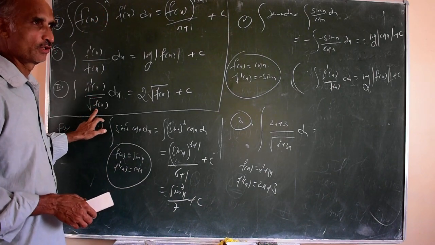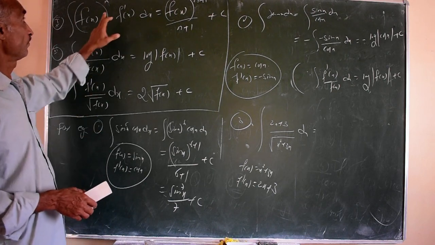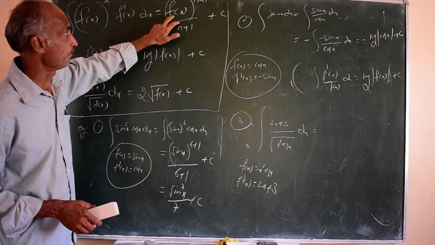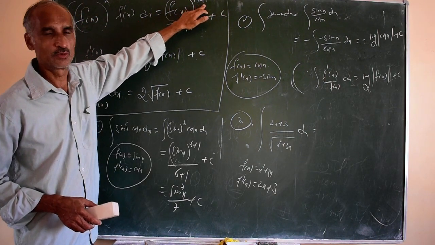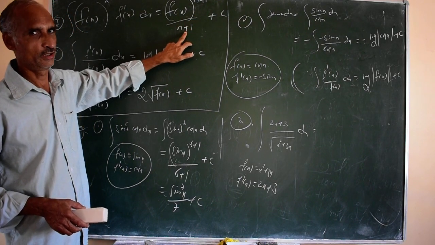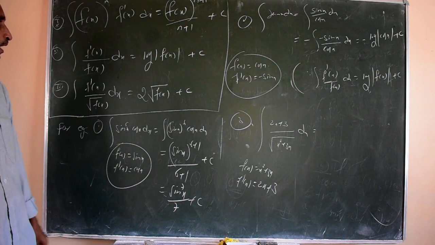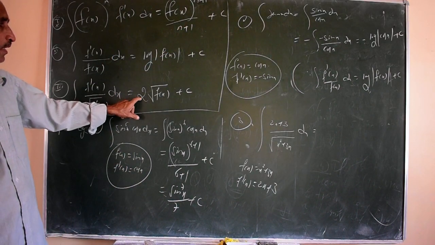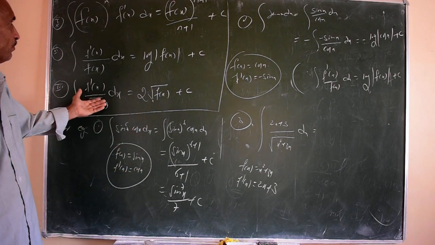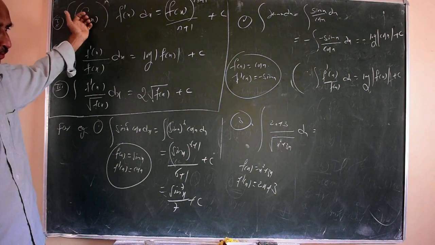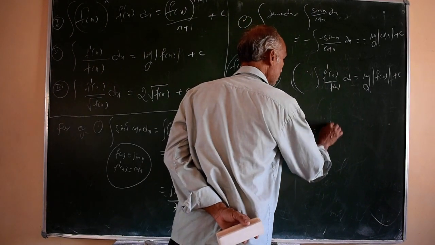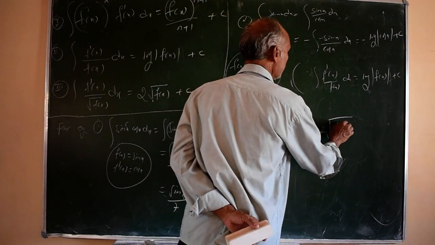Okay, f of x, we take it to the numerator. Root f of x is f of x raised to minus half. Therefore, the answer is f of x raised to minus half plus 1, that equals to half, meaning square root, upon minus half plus 1. That equals to half. 1 by 2 is multiplied, division is converted to multiplication. 1 by 2, the reciprocal is 2 by 1. Root f of x. It is nothing but a particular case of formula 1 only. Therefore, the answer is 2 root f of x. What is the f of x here? X square plus 3x.